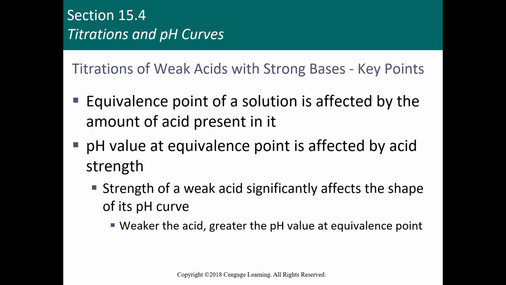So the titrations of weak acids with strong bases, some of your key points are, your equivalence point of your solution is going to be affected by the amount of the acid present in it. The pH value at the equivalence point is affected by the acid strength. The strength of a weak acid will significantly affect the shape of its pH curve. The weaker the acid, the greater the pH value at equivalence point. The stronger the acid, the lower the pH point at the equivalence point, with a strong acid being pH 7.